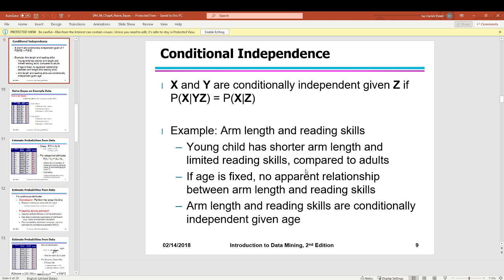Suppose x and y are conditionally independent given z if the probability of x given y and z equals the probability of x given z. For example, let us consider arm length and reading skills of a person. Young children have a shorter arm length and limited reading skills compared to adults. If the age of a person is already given and fixed, no apparent relationship between arm length and reading skills is required. Arm length and reading skills are conditionally independent for a given age.